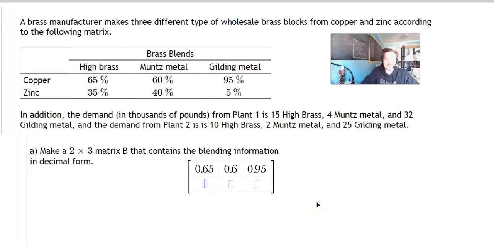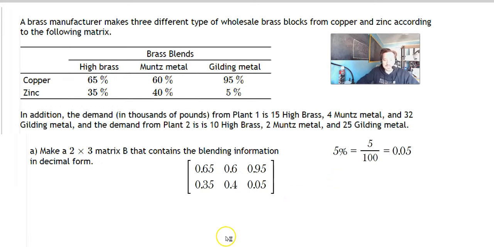Next one in the bottom is 0.35. Next one is 0.4. And the last one is 0.05 because it's 5%. Remember, 5% means 5 over 100, which is then 0.05. Okay, that's the first one.